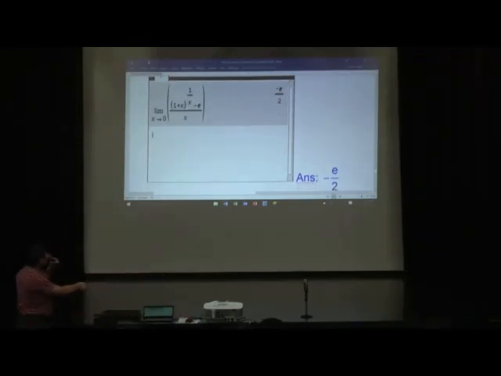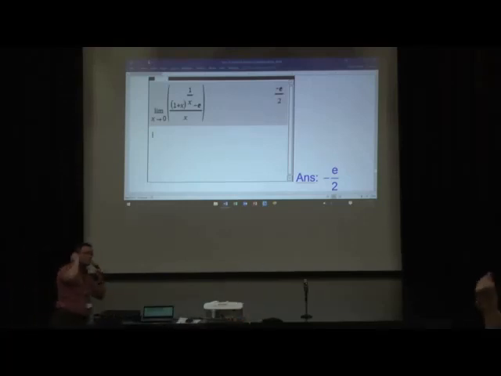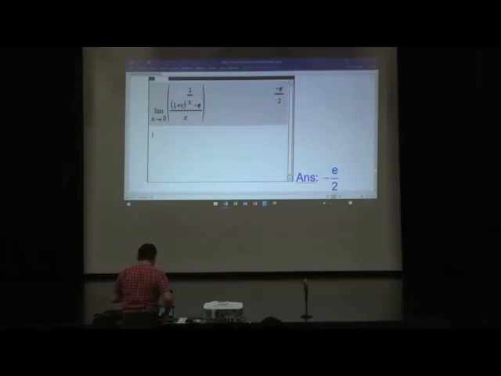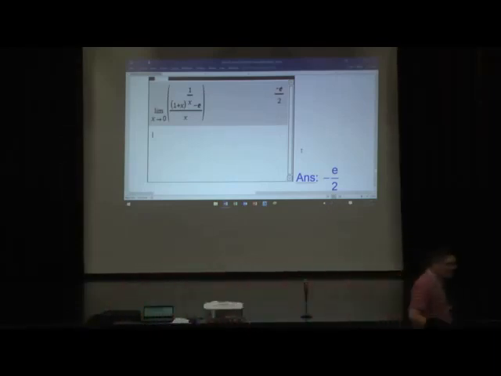So this is the required answer. Just type this expression into your GC, then you get minus e over 2. That's your gradient at x equals 0. So realize that the GC can be used to calculate the derivative using the definition.